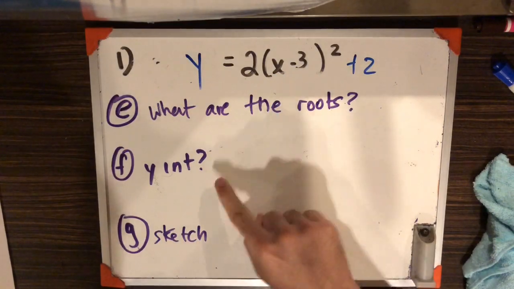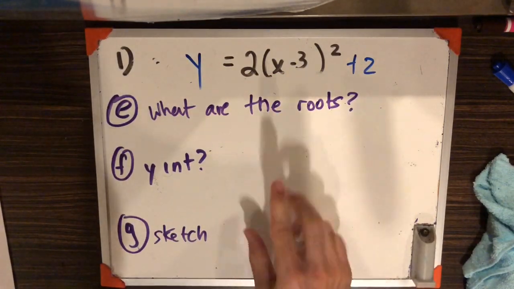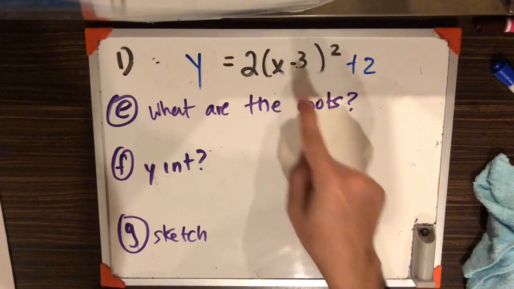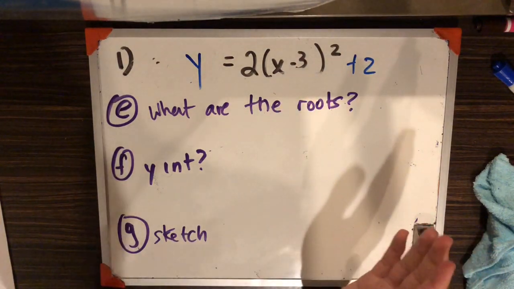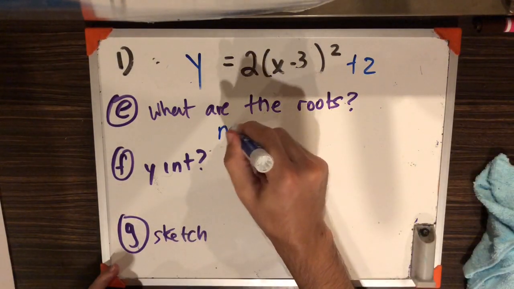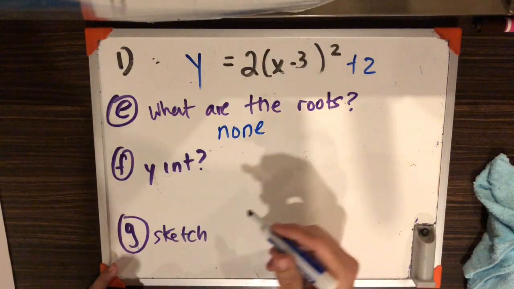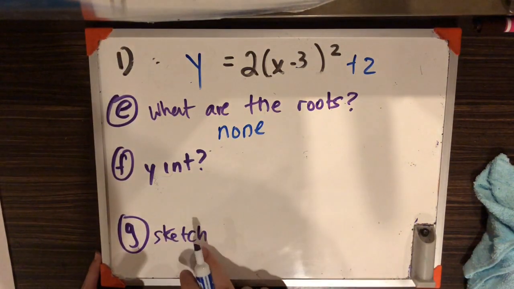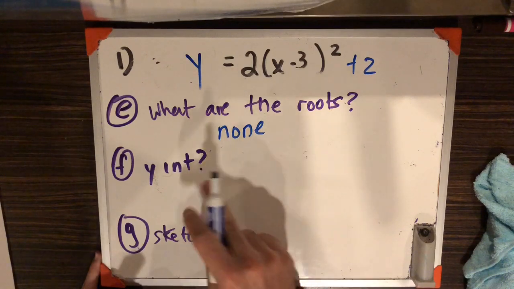All right, let's do E, F, and G, right? So we figured out that this equation, whether it's in vertex form or standard form, has 0 solutions. Well, if it's asking what the roots are, that would just be none, right? This has no roots. It crosses nowhere on the x-axis, right? And I'll show you when I sketch here.